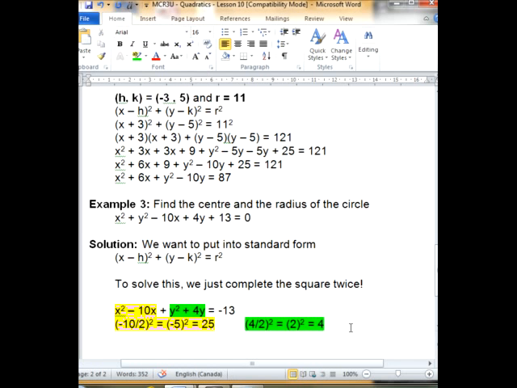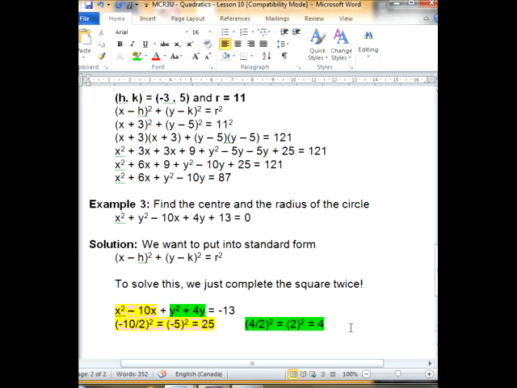The a value is always going to be 1 for circles. For ovals and things, you get more complicated equations. But for circles, it's just going to be plain x squared. The process would be the same for an oval or a different shape, but we're just going to use circles in this class. So the first step would be to factor out the a value, which is just 1.